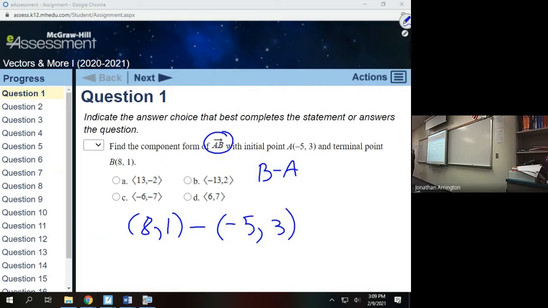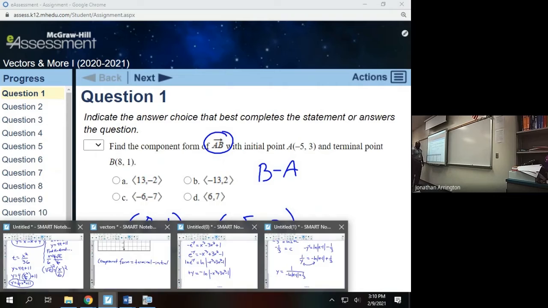8 minus -5 is 13. And 1 minus 3 is -2. Now it's in component form. We put the guy in angle brackets. All right, so that's how we put a vector in component form. And the reason we put vectors in component form is because it makes a lot of the math we do with vectors easier. All right, so got that out the way.